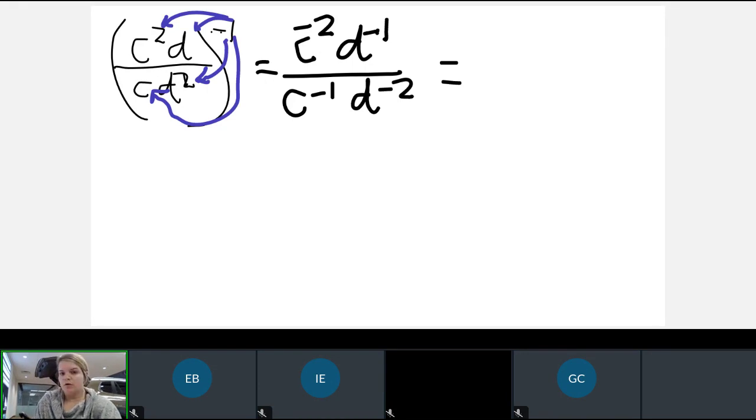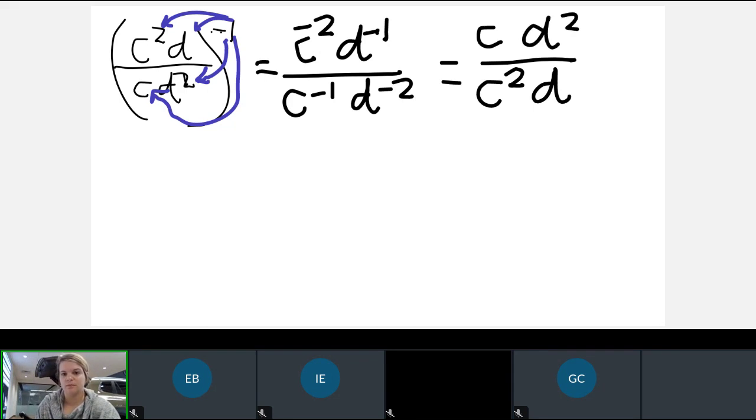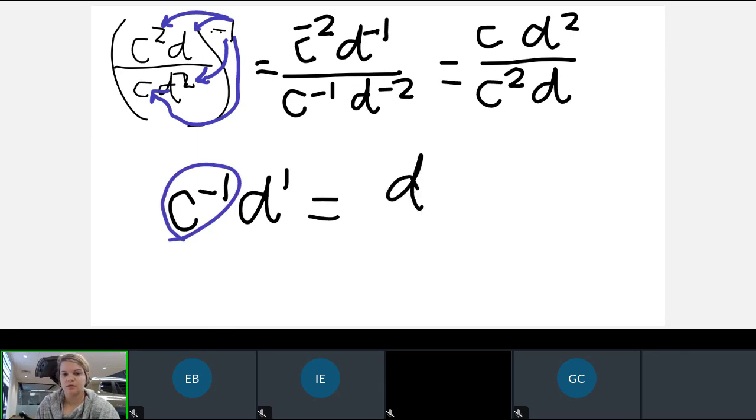Now I've got all of these negatives, and I need to flip them from the bottom to the top and top to bottom. So c to the negative 2 becomes c squared on the bottom. And then d to the negative 1 becomes d. Then I have c on top and d squared on top. And then I'm still just going to divide. So this would be c to the 1 minus 2. So that would be c to the negative 1, d to the first. And again, this negative here needs to go away. We need it to be positive. So that would be d over c.